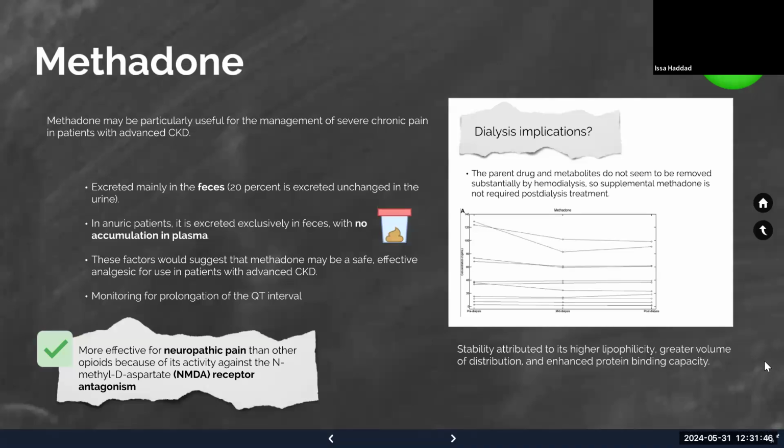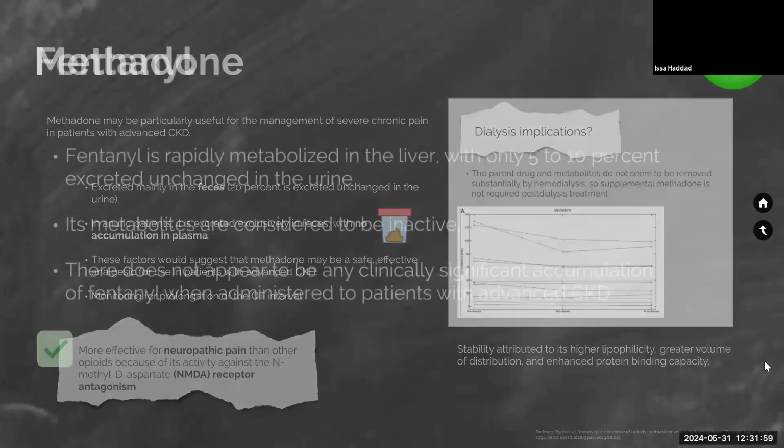One extra point goes for methadone because it has been found to be more effective in neuropathic pain, which many of our patients have, because it works not only against the mu receptor, but also as an NMDA receptor antagonist.